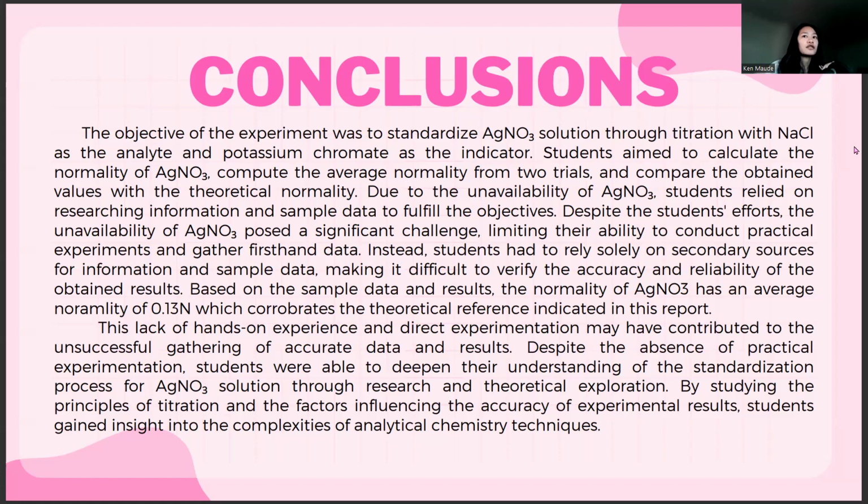Despite the students' efforts, the unavailability of silver nitrate posed a significant challenge, limiting their ability to conduct practical experiments and gather first-hand data. Instead, students had to rely solely on secondary sources for information and sample data, making it difficult to verify the accuracy and reliability of the obtained results. Based on the sample data and results, silver nitrate has an average normality of 0.13 N, which corroborates the theoretical reference indicated in this report.